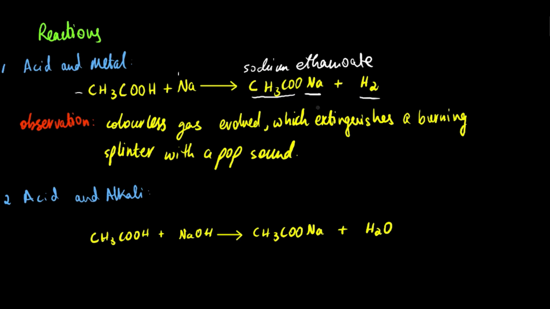So basically a rule is that the metal will combine itself with the carboxylate ion and the byproduct will also be hydrogen gas. Now since there is an observable product over here, we may be asked the observation for this specific reaction at some point in time in the examination.